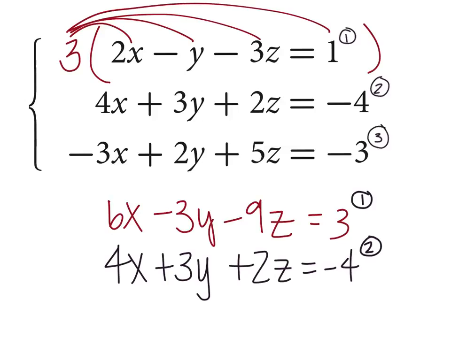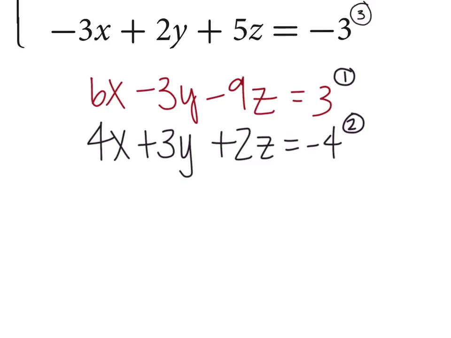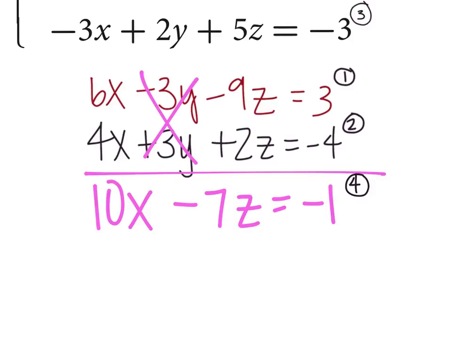So if I combine these 2 together, what's going to happen to my y's? They're going to cancel out. So let's start with my x's. I have 6x and 4x. That's going to give me what? 10x. My y's are going to cancel because negative 3y and positive 3y cancel out. I have negative 9z plus 2z. What is that? Negative 7z. And then I have 3 and negative 4, which is negative 1. So now we have created which equation? Equation 4. We didn't really make it up. We created it by combining 1 and 2.